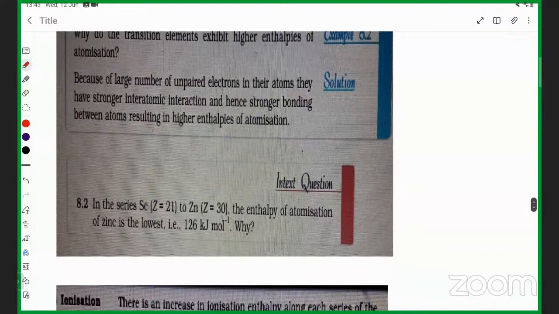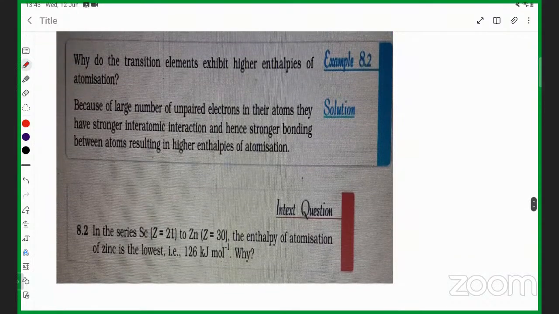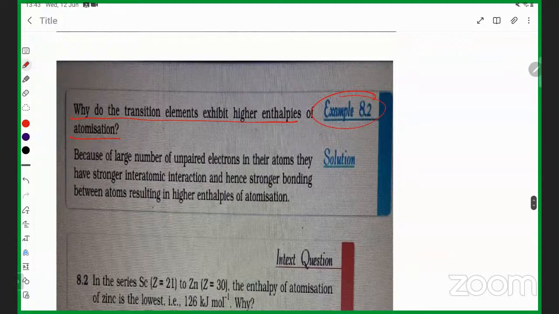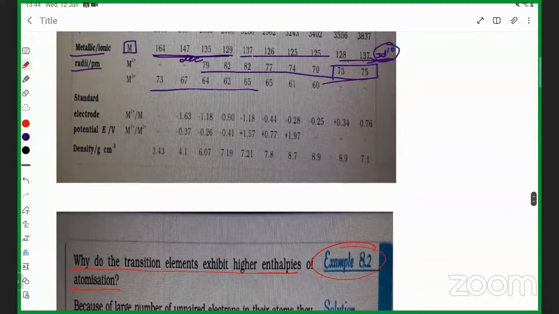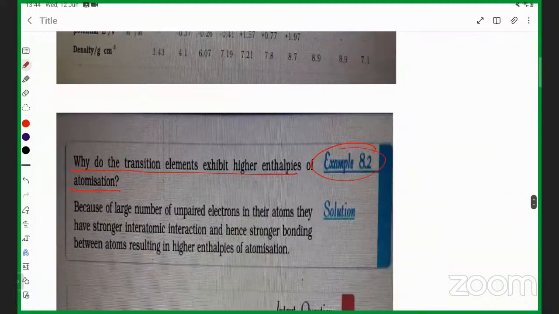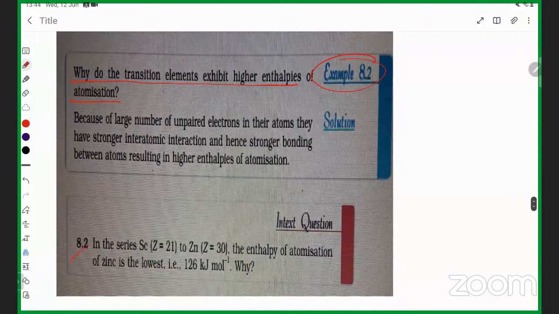One more question, example number 8.2. Why do transition elements exhibit higher enthalpy of atomization? Can you tell me? Same reason only, sir. A large number of unpaired electrons. Thank you.